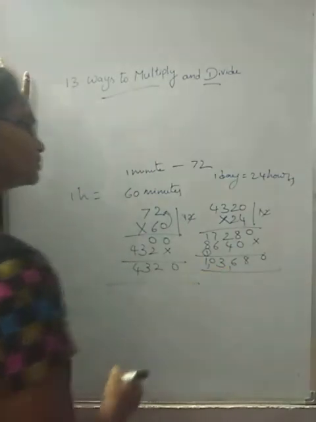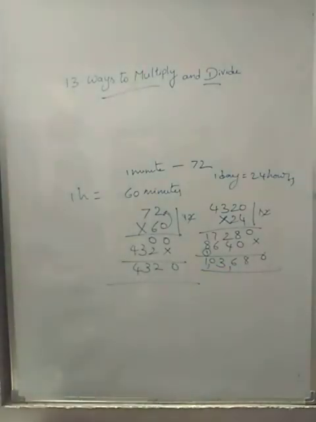Total, how many times does the heart beat in 1 day? The heart beats 1,03,680 times in 1 day. Next, they are asking another question.